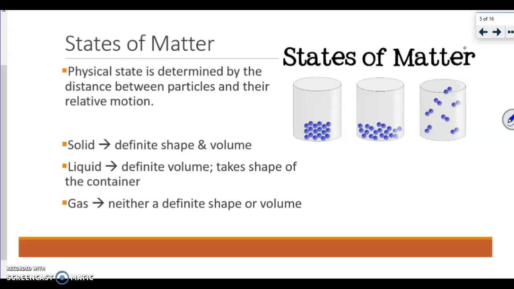You'll see here in the diagram that this would represent a solid, this would represent a liquid, and here this would represent a gas. Solids have a definite shape and volume, so they're very fixed. Liquids have a definite volume, but they don't have a definite shape because they take the shape of their container. And gases are very spread out, so they neither have a definite shape or volume.